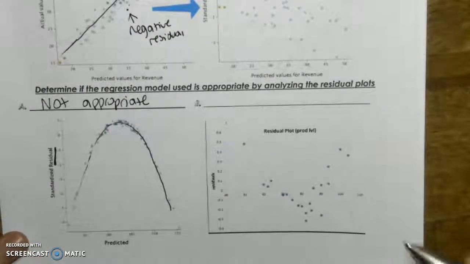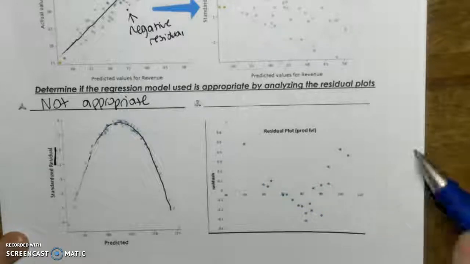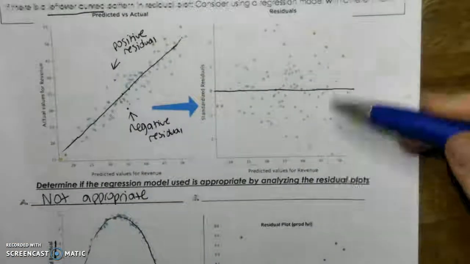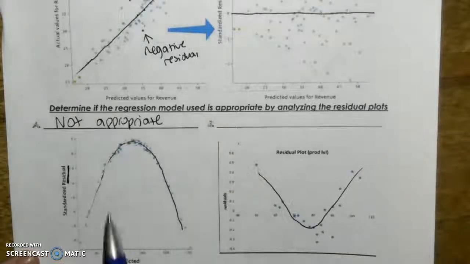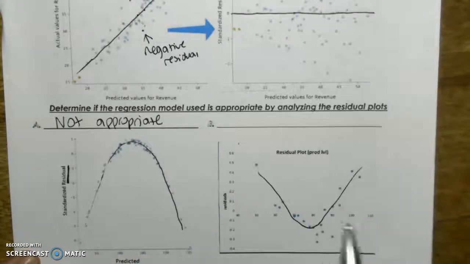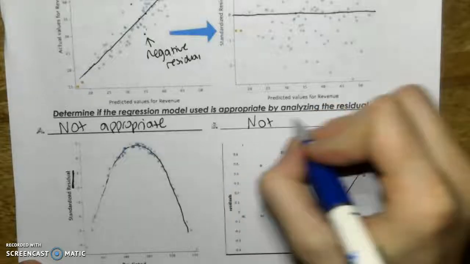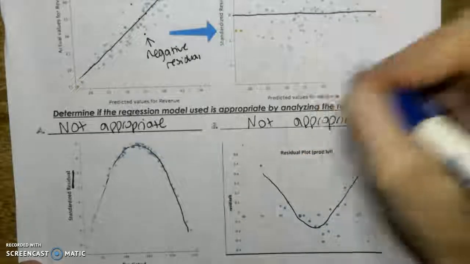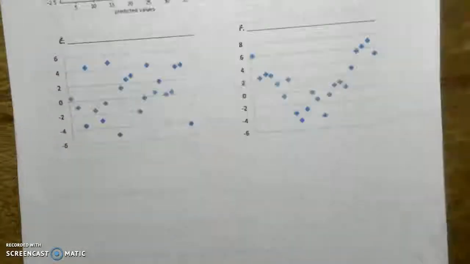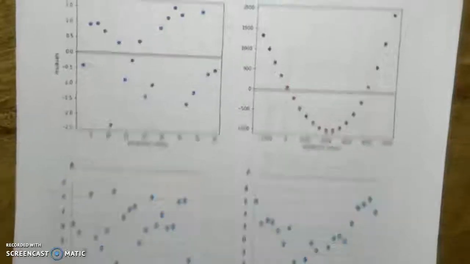All right, let's look at this. Is this random? I don't know. This kind of looks like a curve to me. It's not as tight as this curve, but it's a definite curve. So again, my linear model is not appropriate. I want a random scattering of points on my residual plot. All right, so I want you to pause the video and take a second to try C through F.